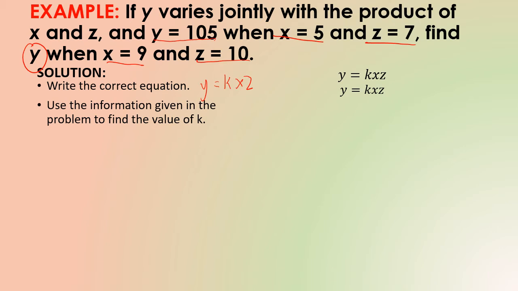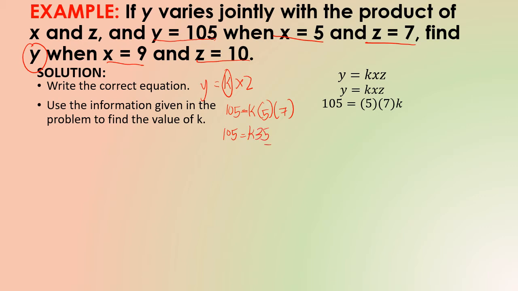So, yung mga information kanina na in-underline natin, yan ay gagamitin natin. So, ang hinahanap ngayon ay k. So, sabi, y is 105 when k ang hinahanap, x is equal to 5 and z is equal to 7. So, tingnan nga natin kung tama. Okay, tama siya. So, 105 is equal to k multiplied by 35.